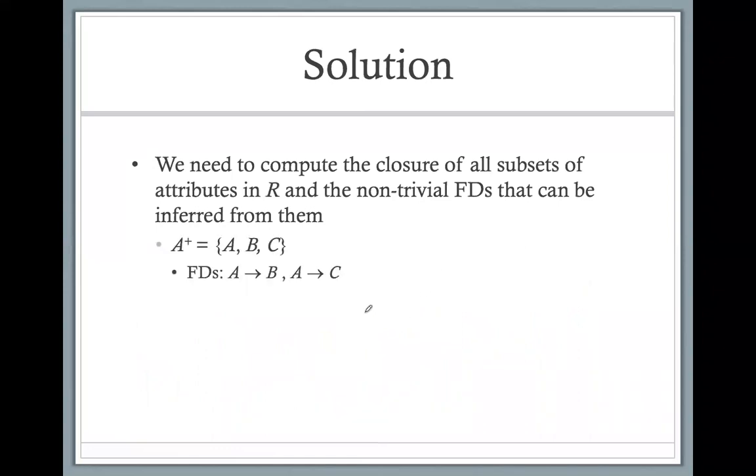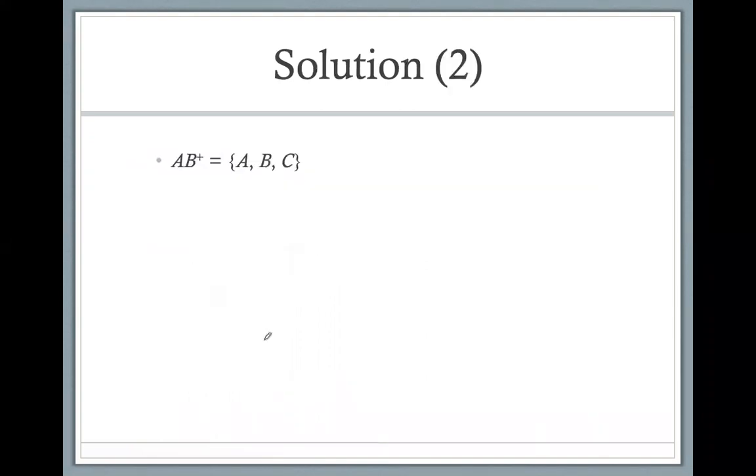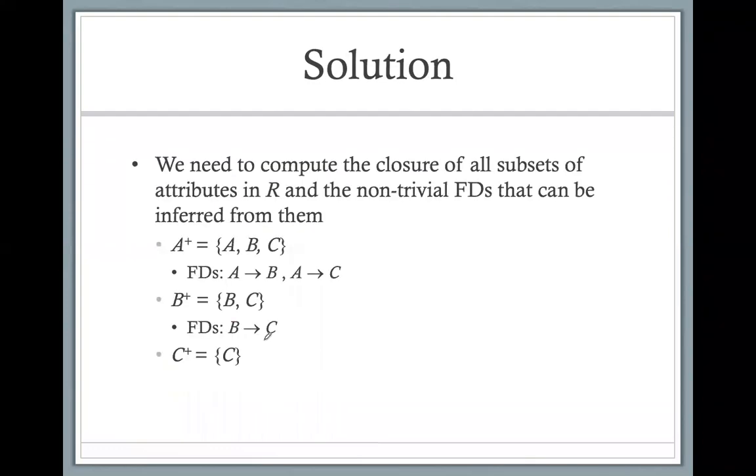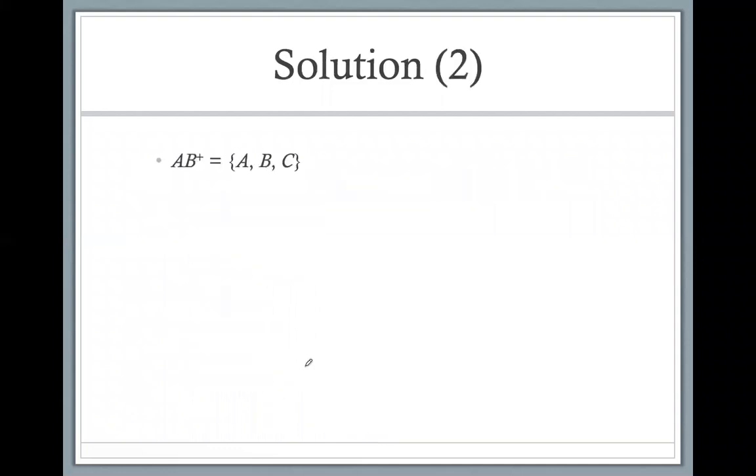So here is what I did. I computed the closures, right? So I also need to do this for basically all subsets of attributes in R. So not only A and B, I need to do it for also C and for AB, right? So for C, we have no non-trivial functional dependencies. For AB, I need to do it for all subsets of the relation R. So if it has 3 attributes, then you'd have all possible subsets of these.